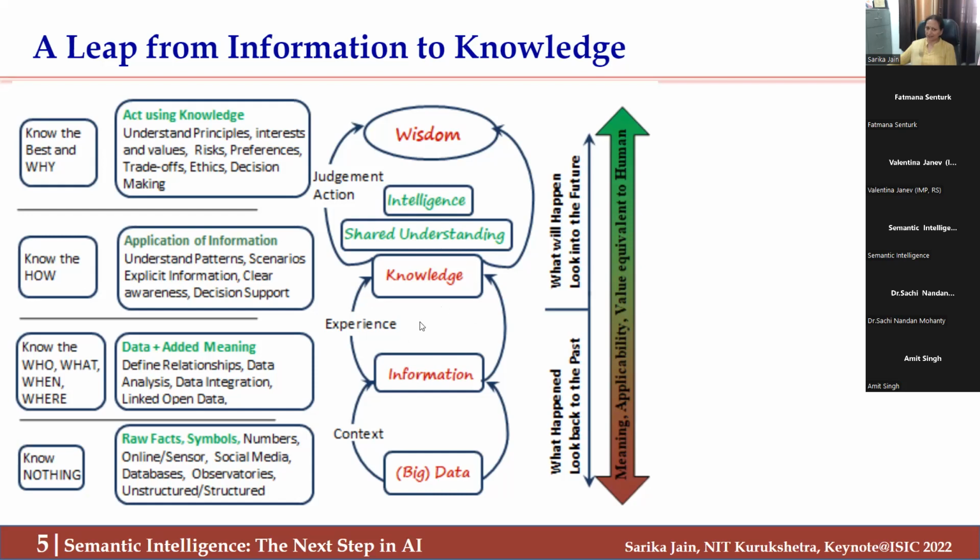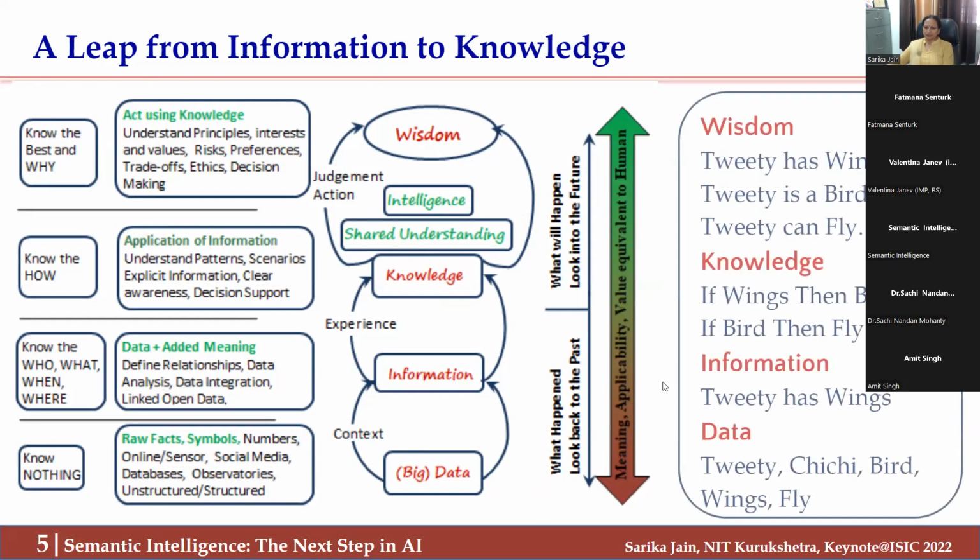In the same manner, in machines also, if we use the accumulated knowledge, then slowly and slowly with the shared understanding and that intelligence, with the judgment can come in, the action can come in, and we can say that the wisdom is achieved. So I will not go into detail of this DIKW pyramid. Yes, with this little example, we can have a better look at data, information, knowledge, and wisdom.